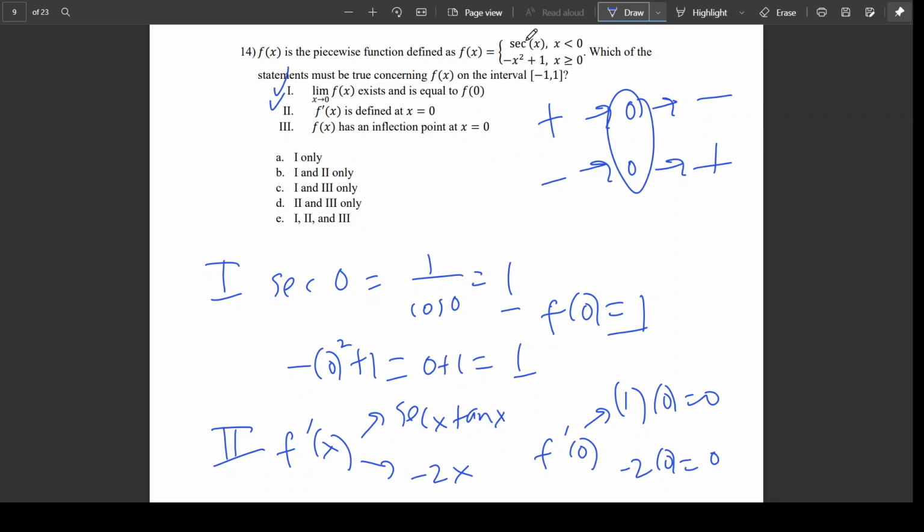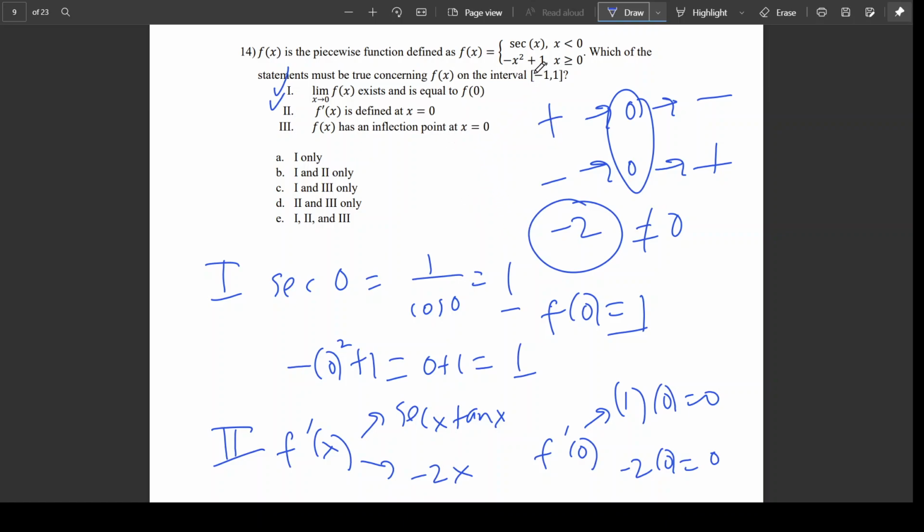But if we take the second derivative of this guy, the first derivative is negative 2x, and the second derivative is negative 2. This is never going to equal 0, right? So the second derivative is never going to equal 0. So at x equals 0, the second derivative is not equal to 0, so you don't have an inflection point at x equals 0, okay?